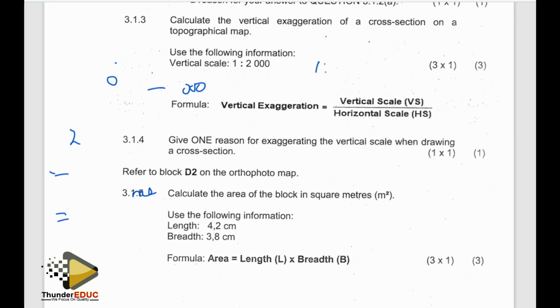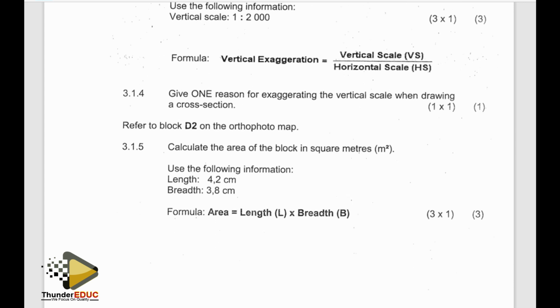Give one reason for vertical exaggeration of the scale when drawing a cross section, like what we've been elaborating, to give emphasis to small features like valleys or hills or plains or all those features.